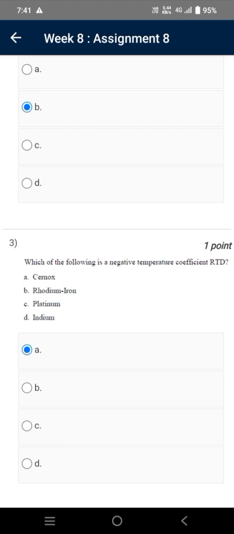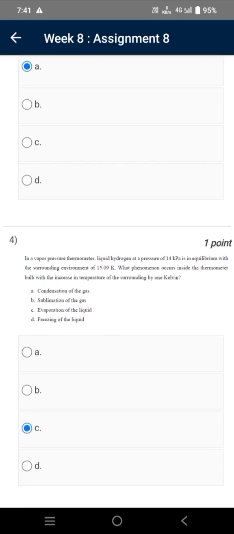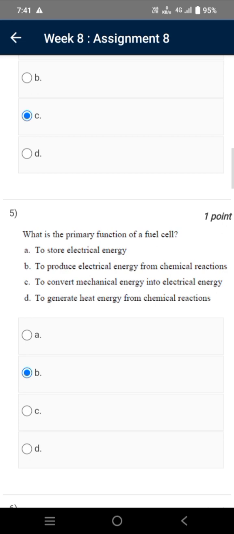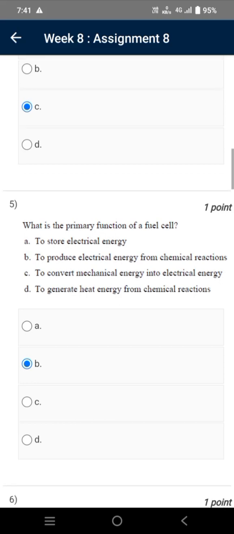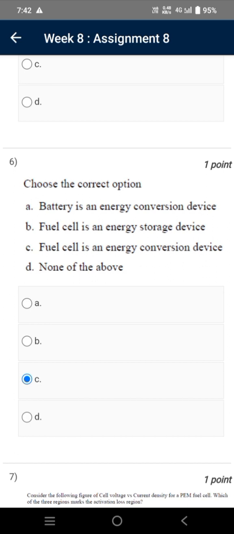Question third, answer will be option A. Question fourth, answer will be option C, evaporation of the liquid. Question fifth, answer will be option B, to produce electrical energy from the chemical energy. Question sixth, answer will be option C, fuel cell is an energy conservation device.